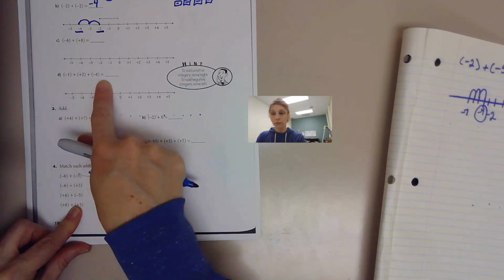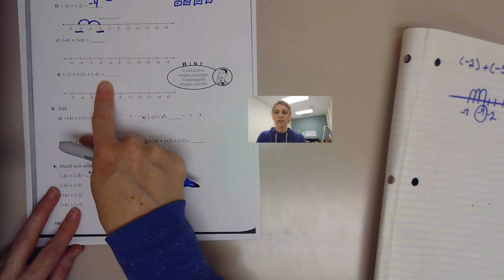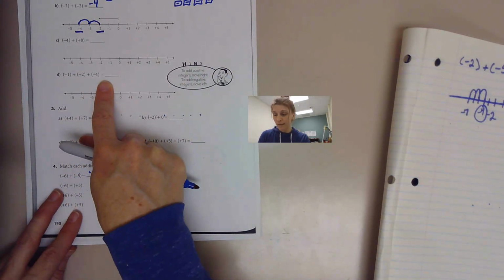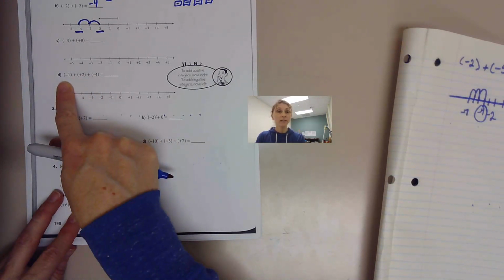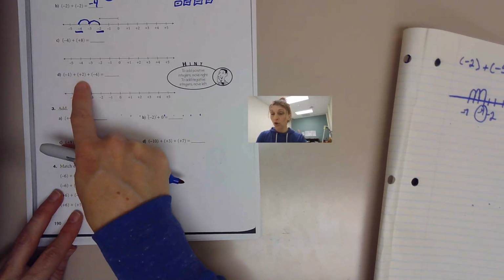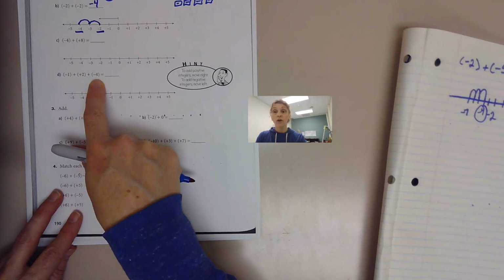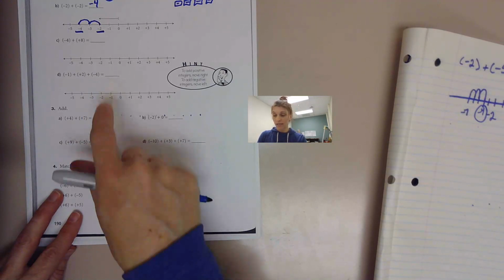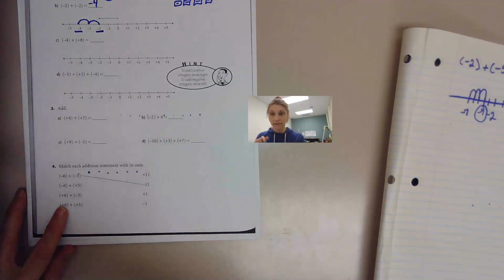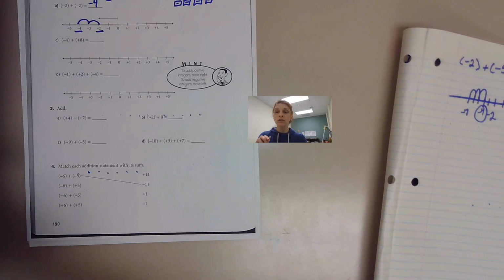D, we have 3 integers. Doesn't matter. Just do the steps. Start off at negative 1. Go up by 2. Then go back down by 4. Come up with your answer. Okay? And again, if you need to use tiles, do it.